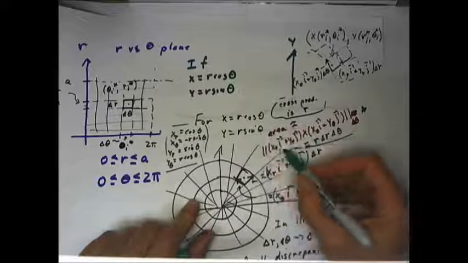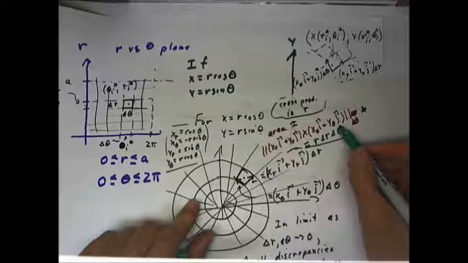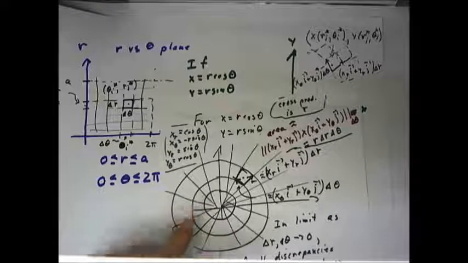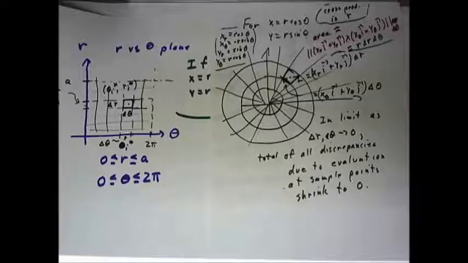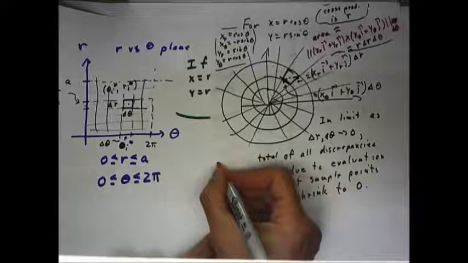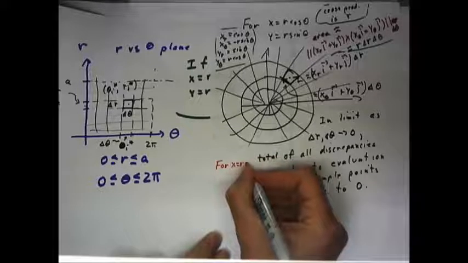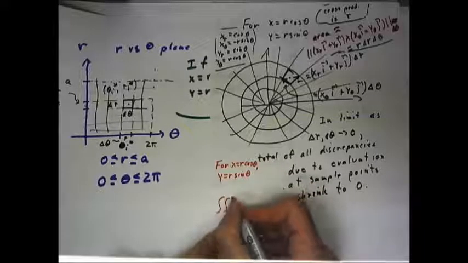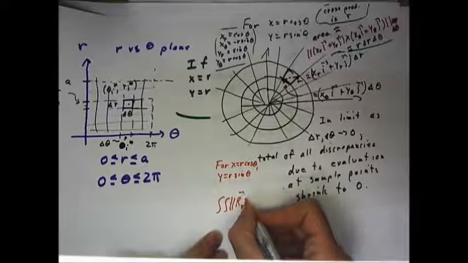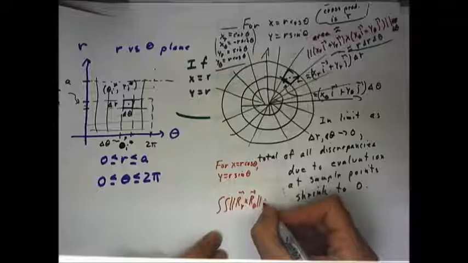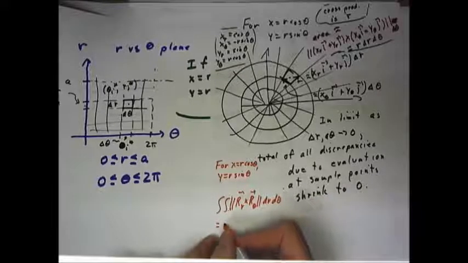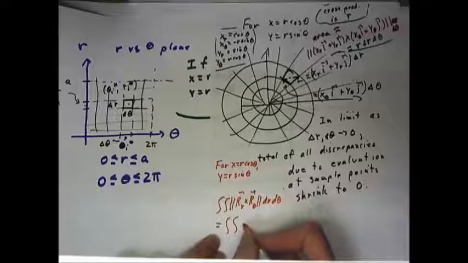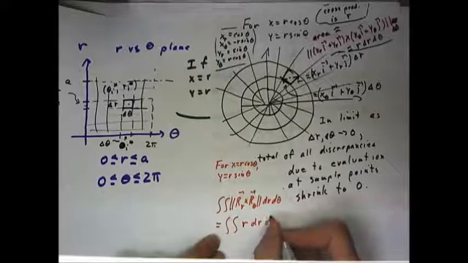Put these expressions in for the x_r, y_r, x_theta, y_theta, do the cross product, and your cross product reduces to r. So that for the present mapping, for x equals r cosine theta, y equals r sine theta, the double integral of the magnitude of r sub r cross r sub theta dr d theta equals the double integral of r dr d theta.